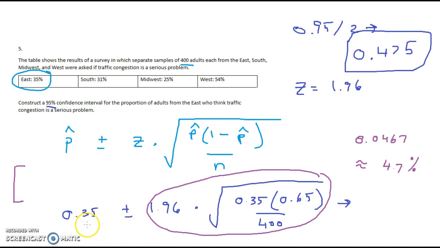So if we subtract 4.7 from 0.35, that's going to be 0.303, so 30.3%. And then we could be off the other way, so we would simply add 4.7 to this, and that would give us 0.397. And that would be our confidence interval. That's it. Again, the equation here is all that you need. Just plug in the numbers, and there you have it. Hopefully that was helpful.